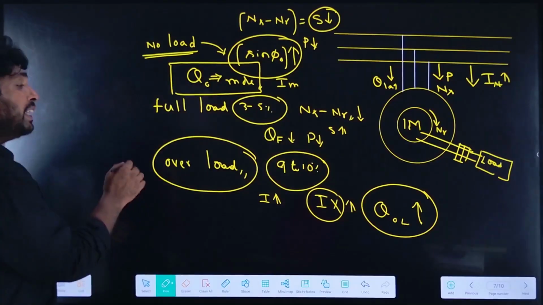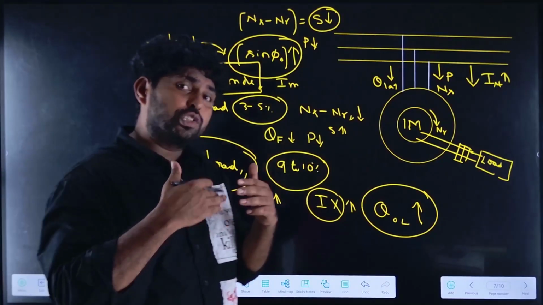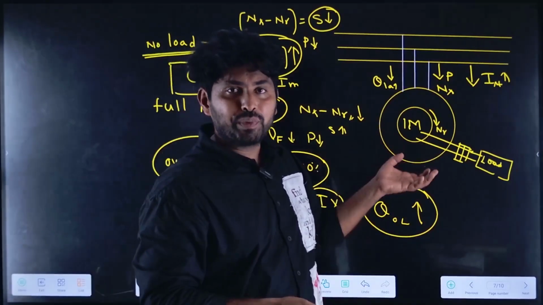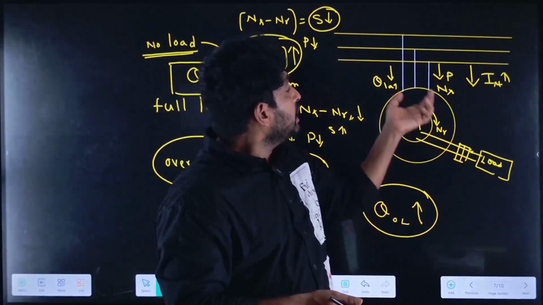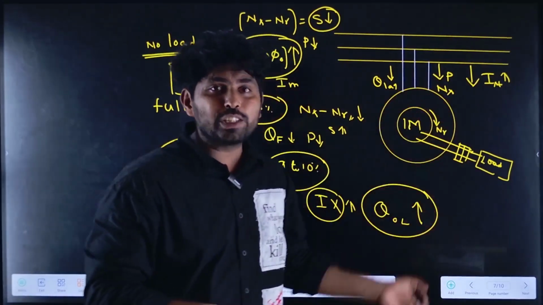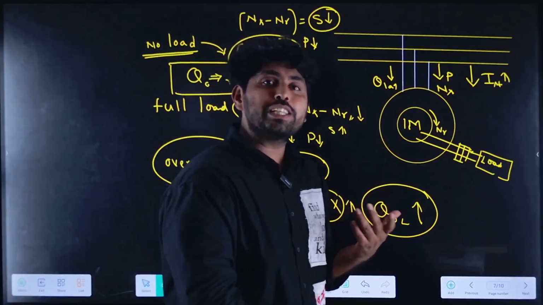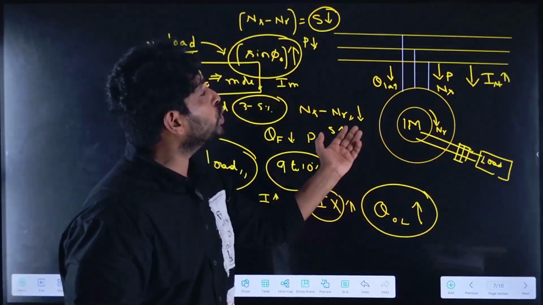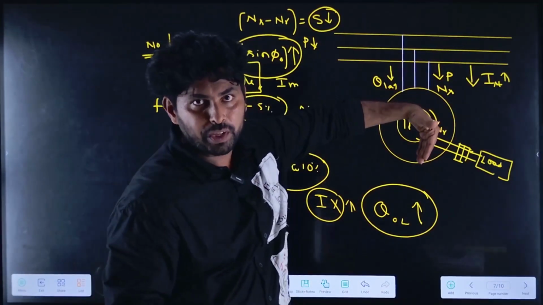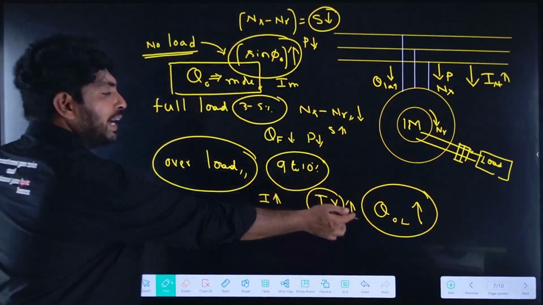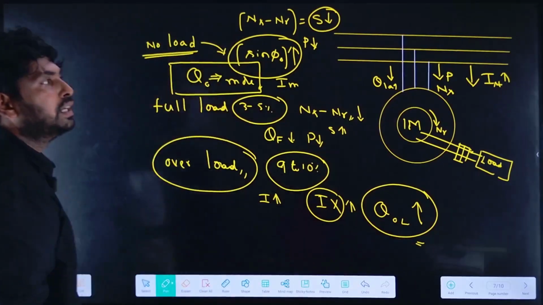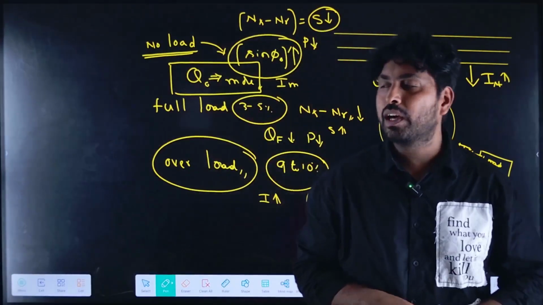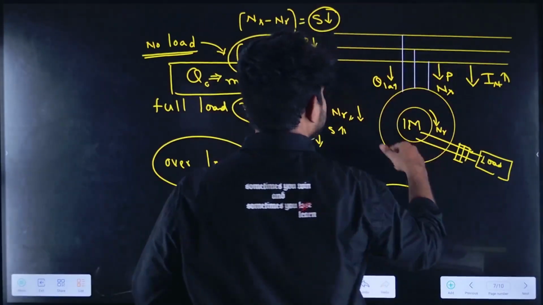But if I increase the load further, beyond full load, what happens? The current increases drastically, so the stator voltage drop increases. When the stator voltage drop increases, to maintain the constant flux, it has to take additional reactive power from the source. The reactive power again increases. So this is how the reactive power analysis can be done in an induction motor.